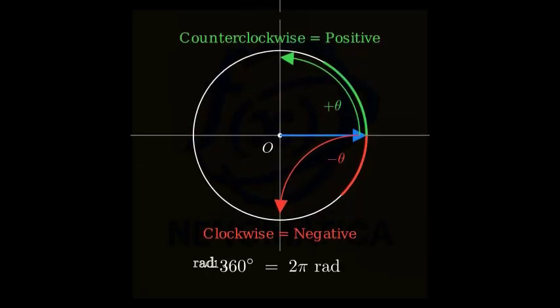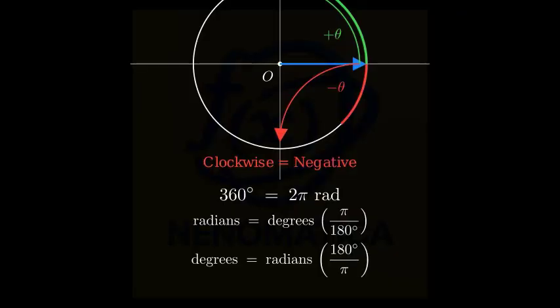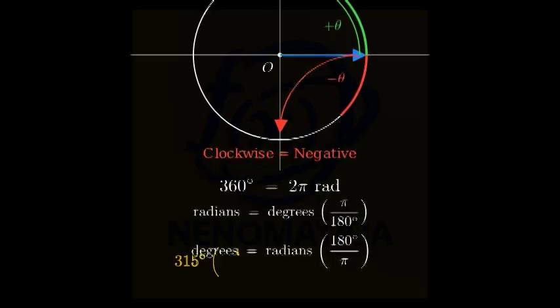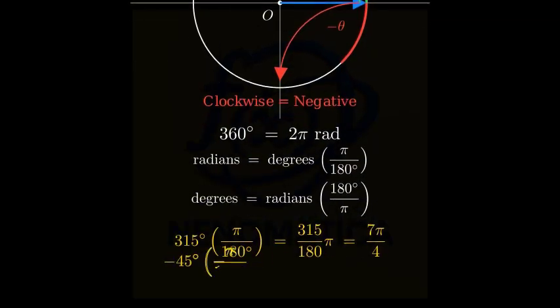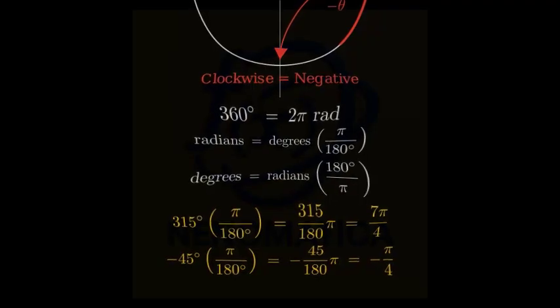Angle units. A full turn is 360 degrees, which equals 2 pi radians. From that we get the conversion rules. Multiply degrees by pi over 180 to get radians, and multiply radians by 180 over pi to get degrees. Let us convert two angles. First, 315 degrees. Multiply by pi over 180 to get 7 pi over 4 radians. Second, negative 45 degrees. Multiply by pi over 180 to get negative pi over 4 radians.